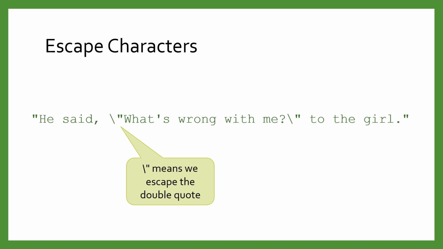So, how do you have a string with both single and double quotes in them? You can use special combinations of characters called escape characters. By putting a backslash before a character, you create a special character. Check out the example below here, where we have escaped the double quote character, allowing us to put double quotes inside a double quoted string.